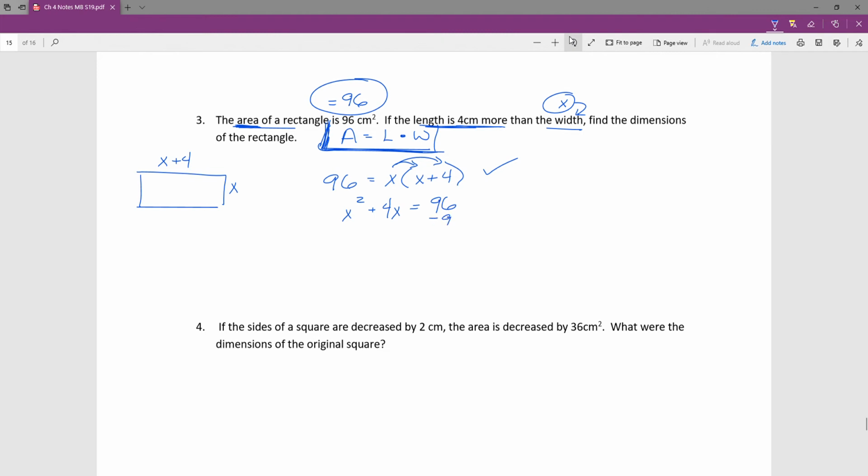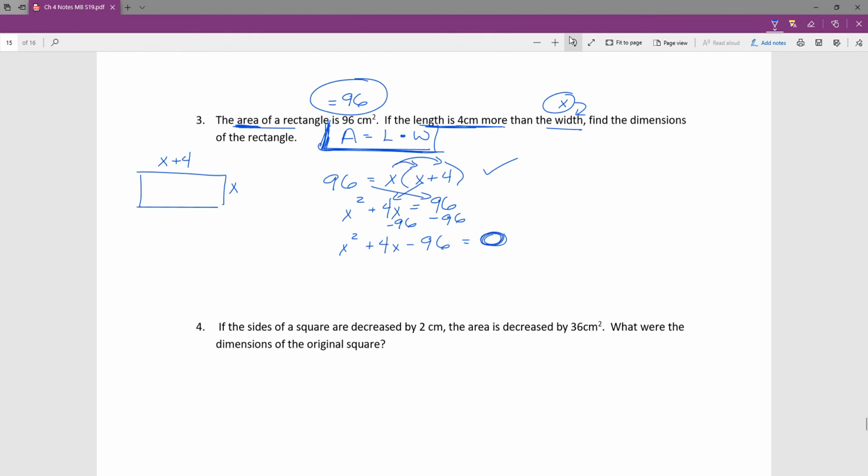And then I would subtract 96 from both sides. I just did this flippy flop thing here. Hopefully that doesn't mess anybody up. So regardless, you should end up with the same equation as I have here: x squared plus 4x minus 96 equals 0. And again, we have to have it set equal to 0 because now we can factor it.